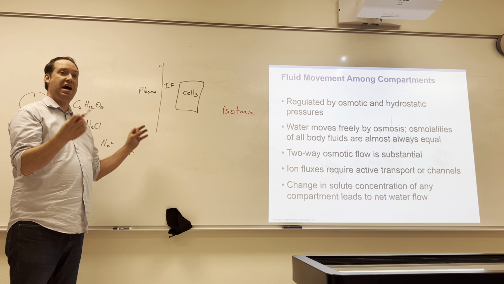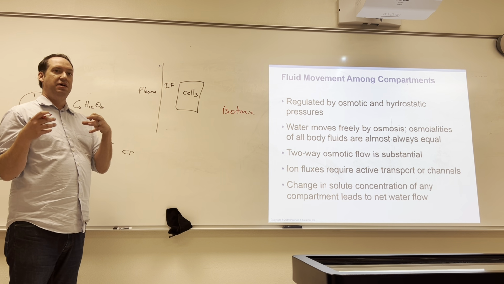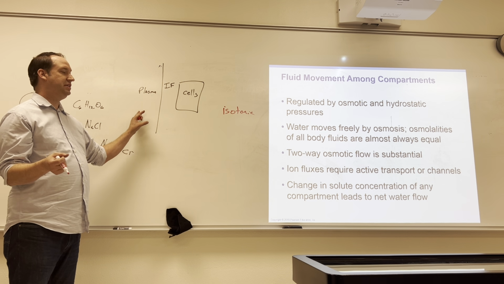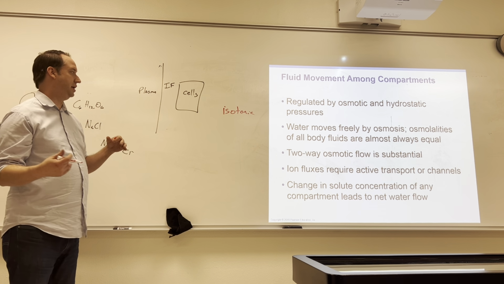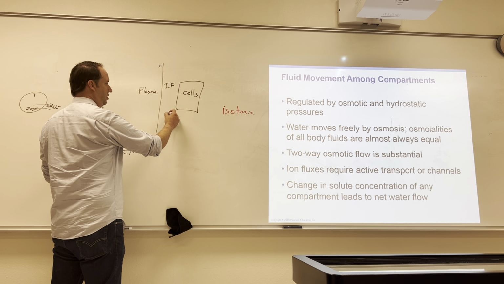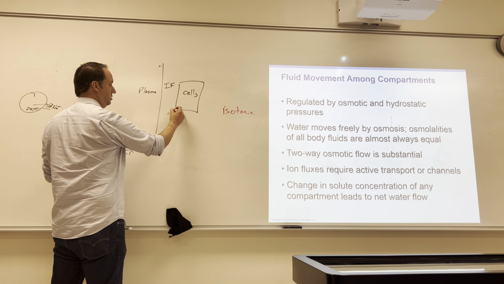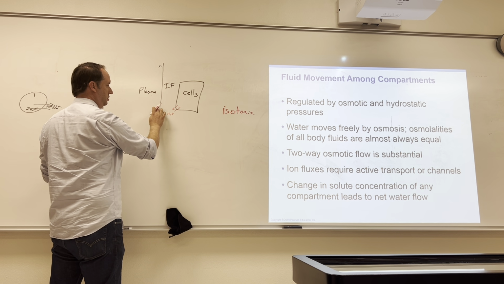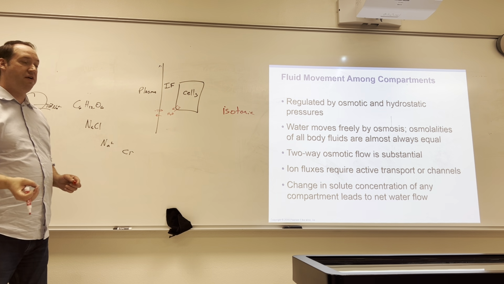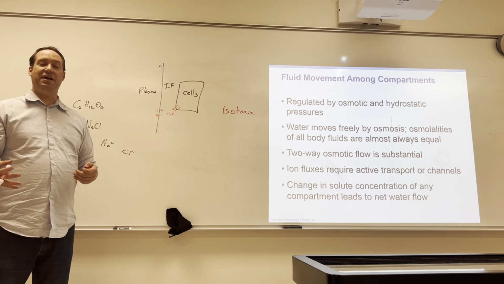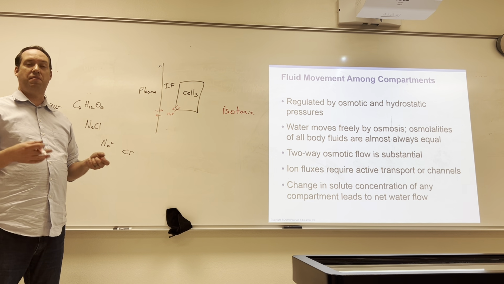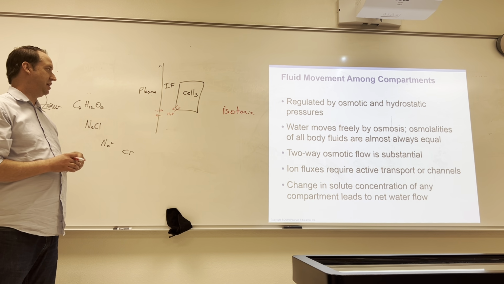If we say we're in an isotonic solution, we mean that we have the same number of solutes on the inside as we do on the outside. And these three compartments are roughly isotonic. So what that means is that water goes in and then it comes out, either way. You get substantial two-way movement, but there's not a net gain or loss. Water moves that way, water moves that way, it's cool. We're swapping back and forth, nobody's gaining anything, nobody's losing anything.